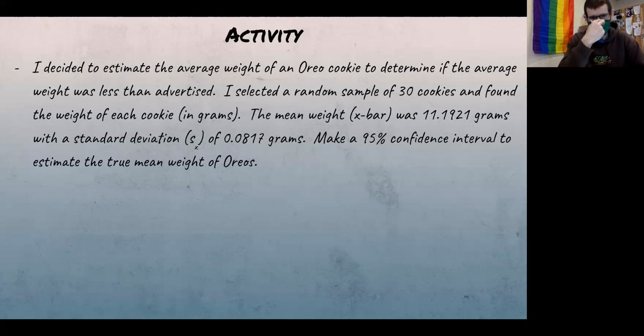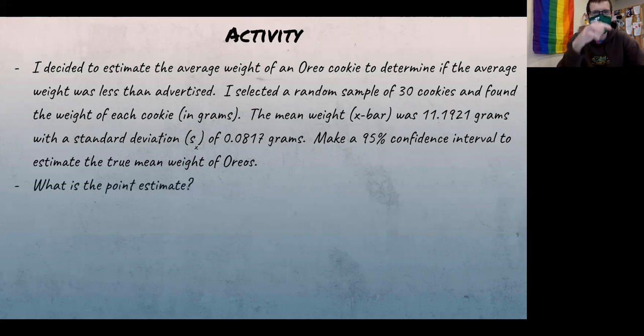Because I really, really want to know if Nabisco is lying to us, I decided to take the average weight of an Oreo cookie to determine if the average weight was less than advertised. I select a random sample of 30 cookies and found the weight of each cookie in grams, and the mean weight, x bar, was 11.1921 grams with a standard deviation of 0.0817 grams. We're going to make a 95% confidence interval to estimate the true mean weight of Oreos.